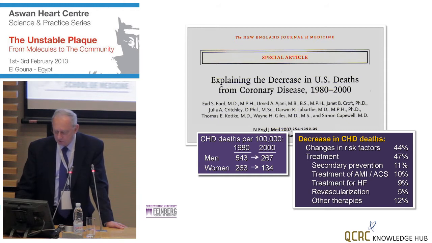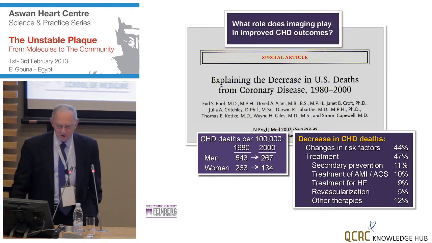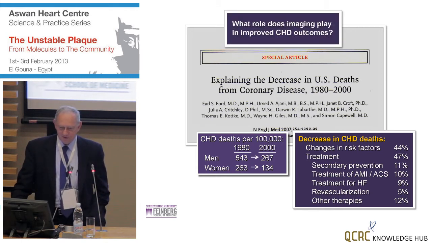changes in risk factors, not treatment of ACS, that's only 10%. Treatment of heart failure, 9%. Revascularization, 5%. Other therapies, 12%. So where is imaging here? Did imaging contribute anything to this?